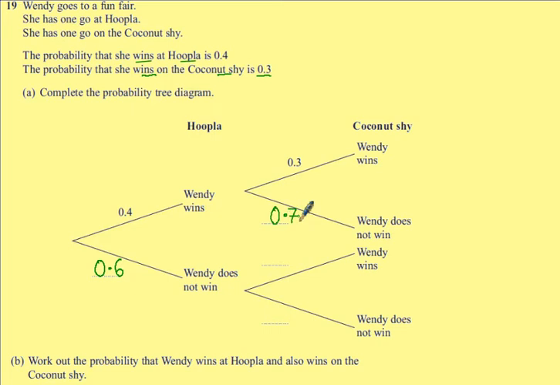Now in this case, we write down the exact same numbers underneath because this problem does not rely on anything that's happened before. And there is our completed tree diagram.